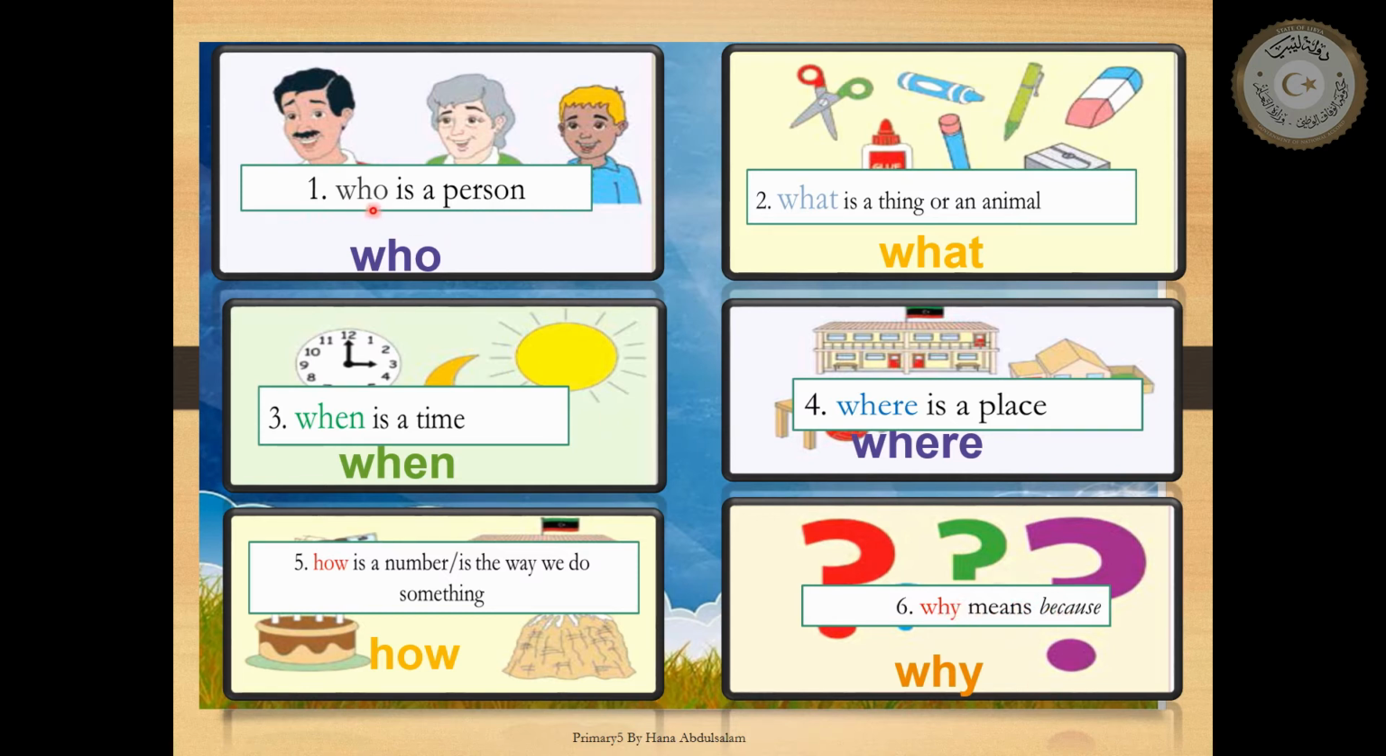So we have who is a person. Repeat after me. Who is a person? What is a thing or an animal? When is a time? Where is the place? How is a number? How is the way we do something. Why means because.